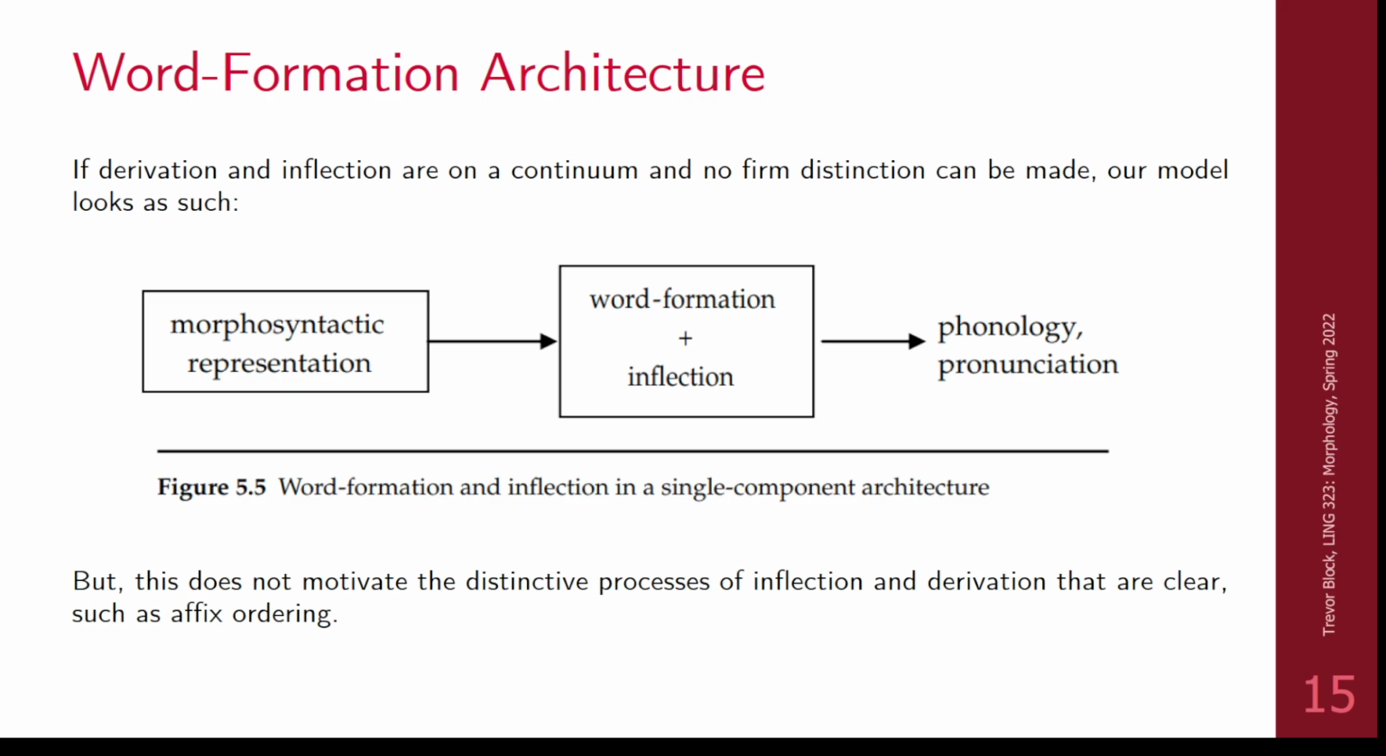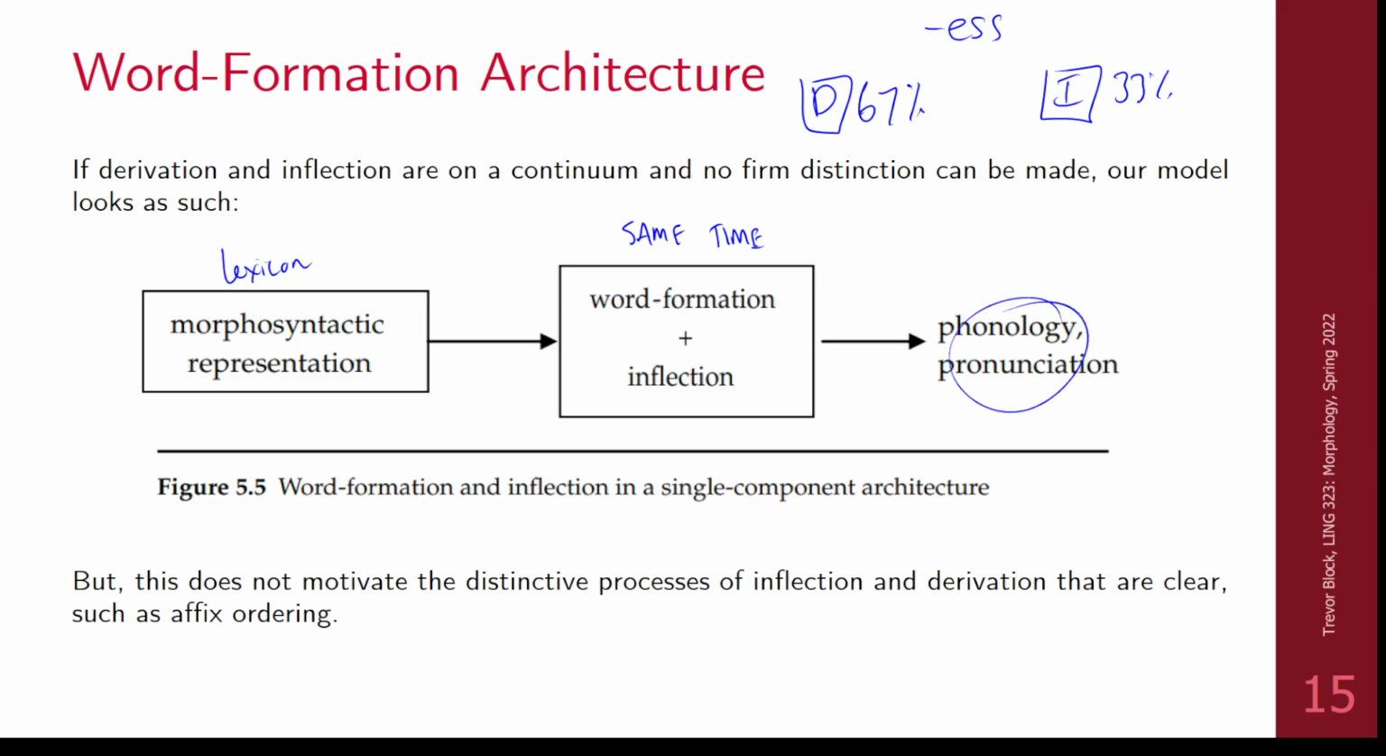So this is where it's on a continuum. So let's say S is what we had before. It is 67% derivational, and it is 33% inflectional. Let's say that. It's on a continuum. But what that means is that we can't say that derivation and inflection are separate processes, because something can be derivational and inflectional, so it's just one process. That means that you have your lexicon in your head, but word formation and inflection happen at the same time. So derivation and inflection happen together. And after that, you get your phonology and your pronunciation.